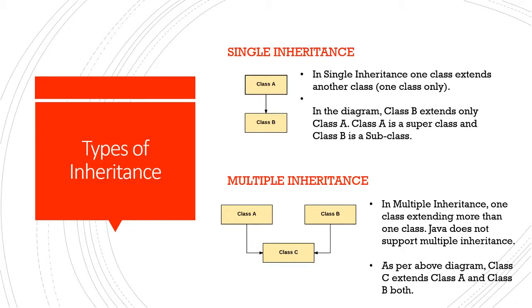So, there are types of inheritance. Single inheritance is when one class extends another class. In the diagram, you can see class B only extends class A. Class A is a superclass and class B is a subclass. And here is multiple inheritance. In multiple inheritance, one class extends more than one class. By the way, Java does not support multiple inheritance. As per the diagram, class C extends both class A and class B.